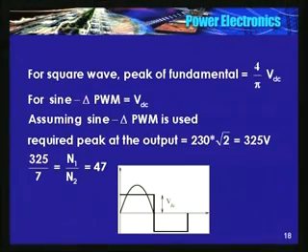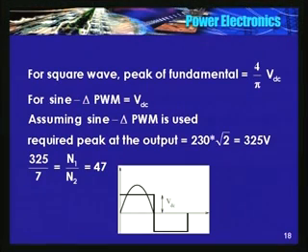But then you require at this point 230 volt 50 hertz AC. Now if I use a square wave operation, or if the devices are on for 180 degrees, the peak of the fundamental is 4 by pi into VDC. See here, if I take 180 degree conduction, this is VDC, the peak of this is 4 by pi into VDC.